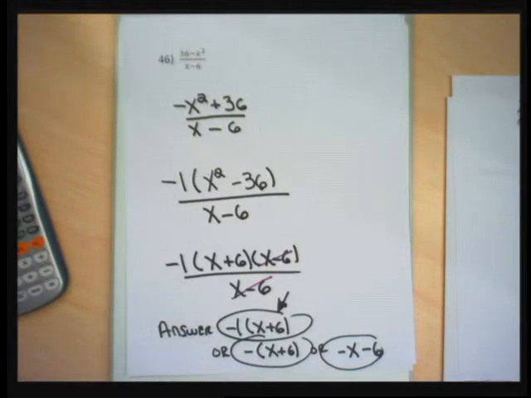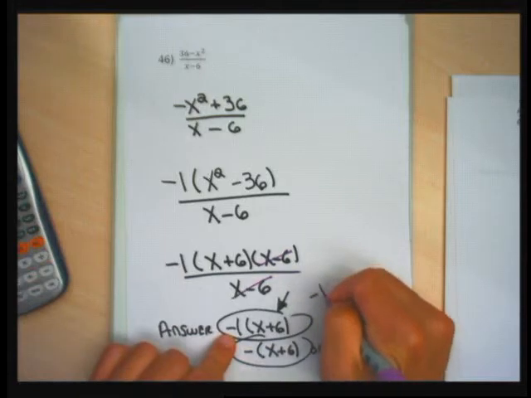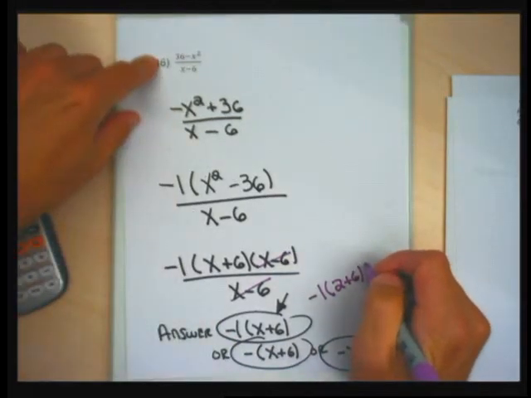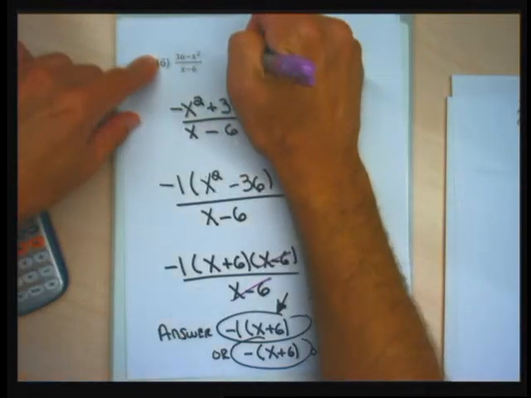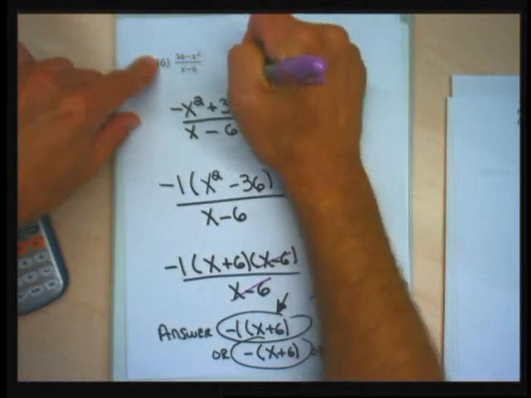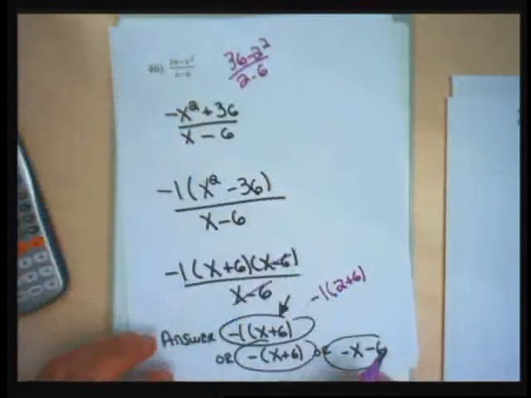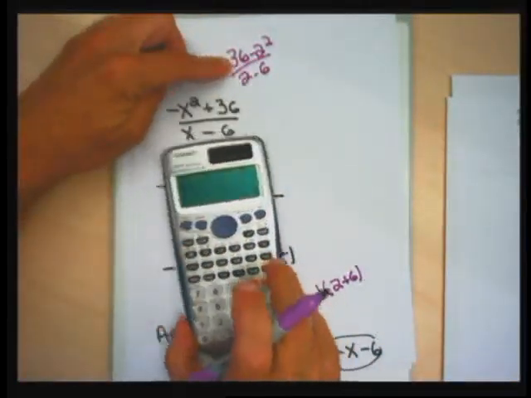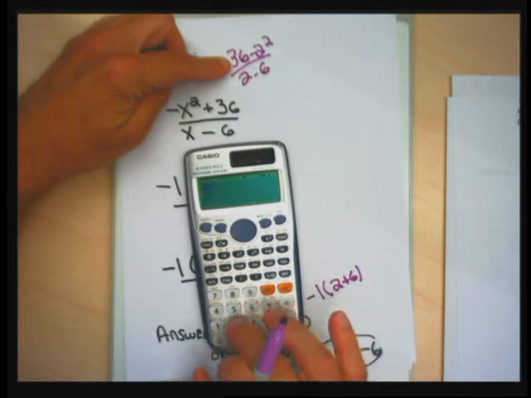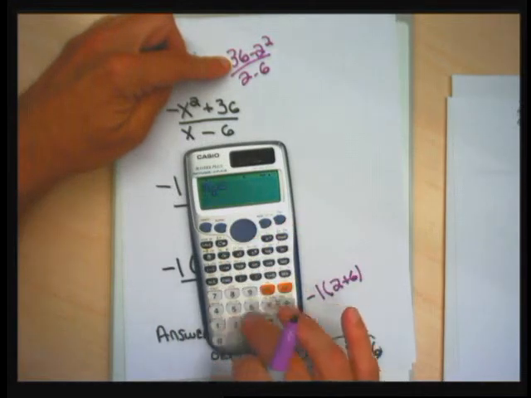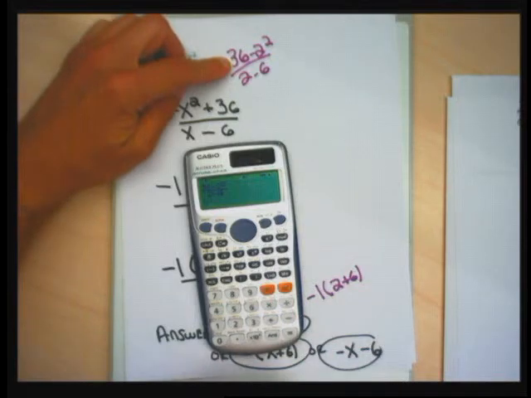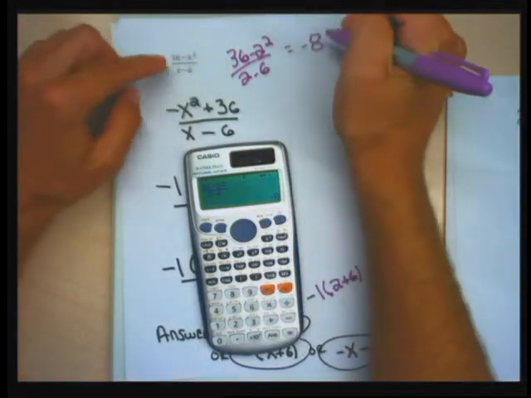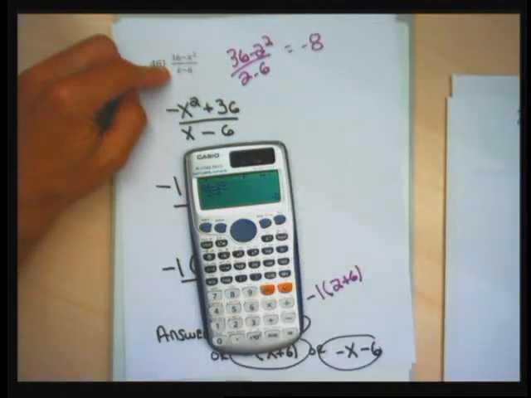Let me check. I'm going to plug in 2 for x here. I'm going to go negative 1 times 2 plus 6. And up here, I'm going to plug in 2. I'm going to go 36 minus 2 squared over 2 minus 6 and see if I get the same results. So up here first, 36 minus 2 squared over 2 minus 6. When I plug 2 into the numerator and denominator of the original problem for x, I get negative 8.